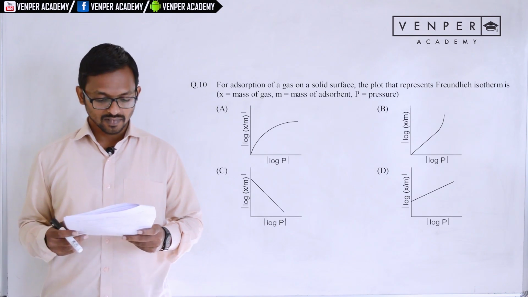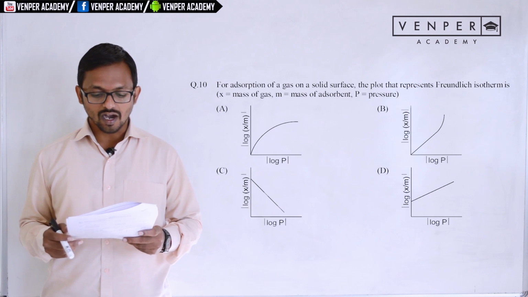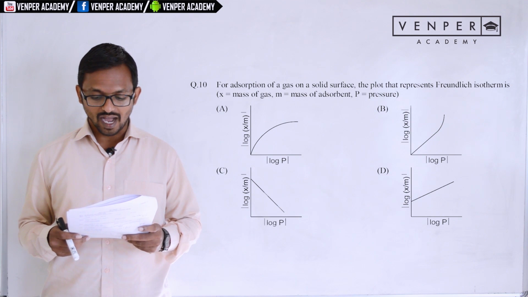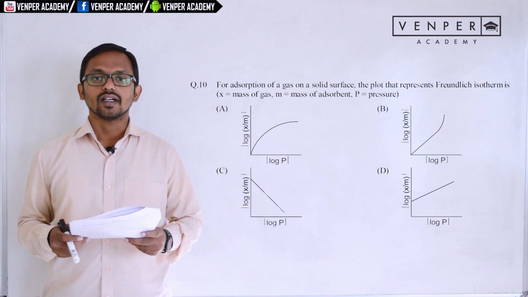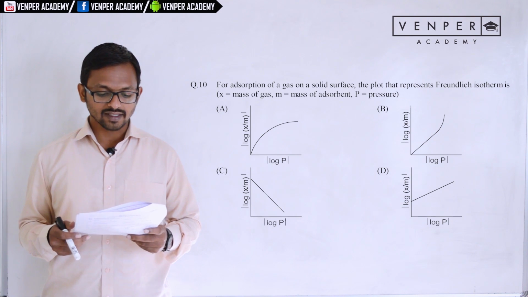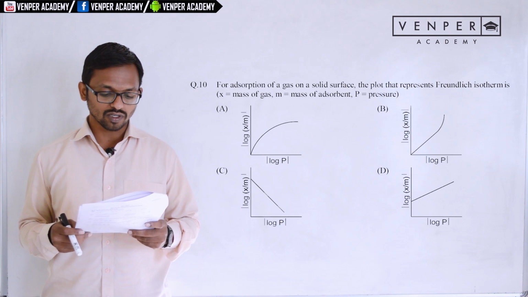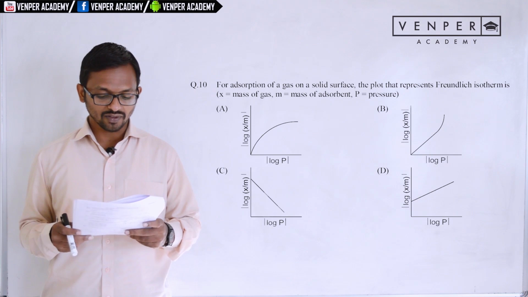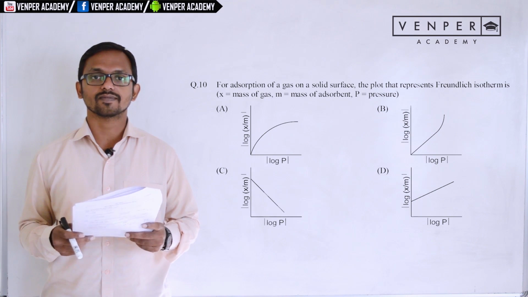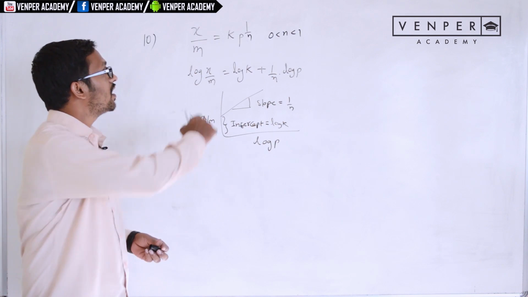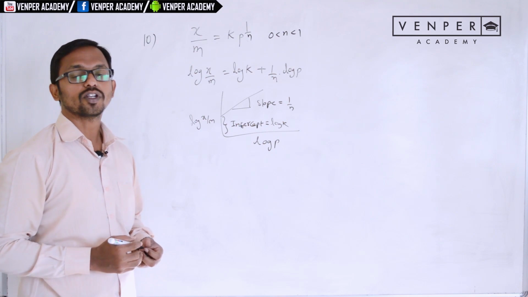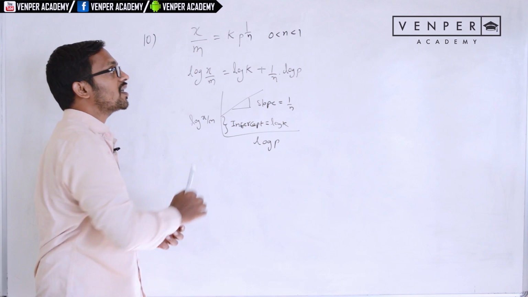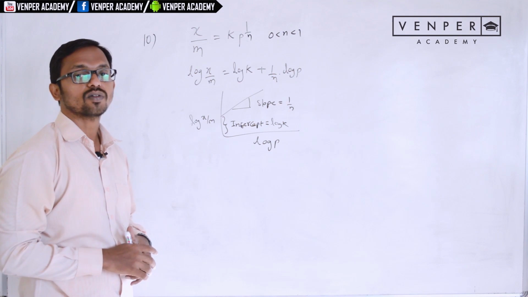Question number 10. For adsorption of a gas on a solid surface, the plot that represents the Freundlich isotherm is. Given in brackets, x is the mass of gas, m is the mass of adsorbent and p is pressure. So, we have 4 options, let us see which one is correct. According to Freundlich, x by m is equal to k into p to the power of 1 by n. Here n is a value greater than 1.